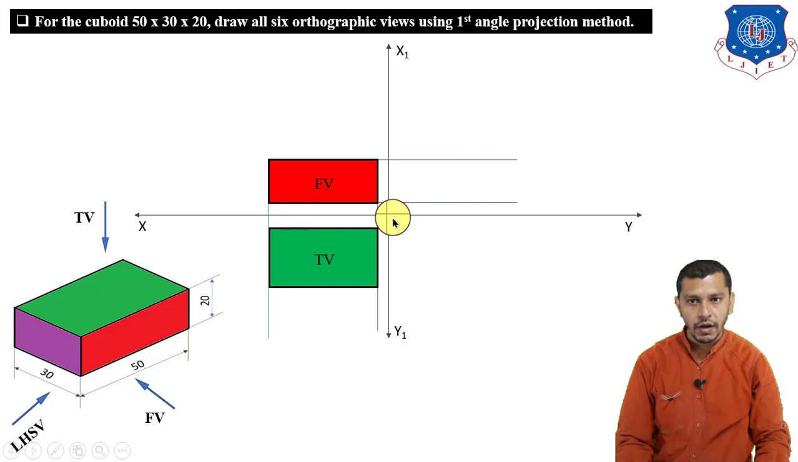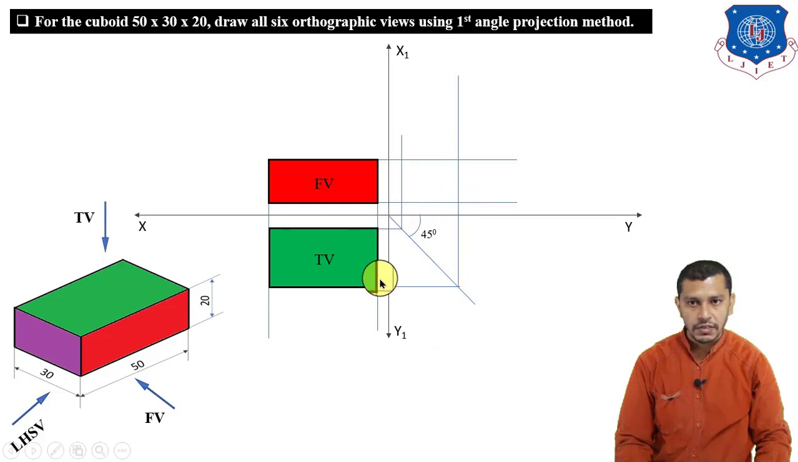For that we will draw a line inclined at an angle of 45 degrees to the xy line and x1 y1 line, or we will draw a line inclined at an angle of 45 degrees from the intersection point of the xy and x1 y1 line. Now project the width of the top view over here. So this will be the width. Now project this point over here like this. So this will be the width.